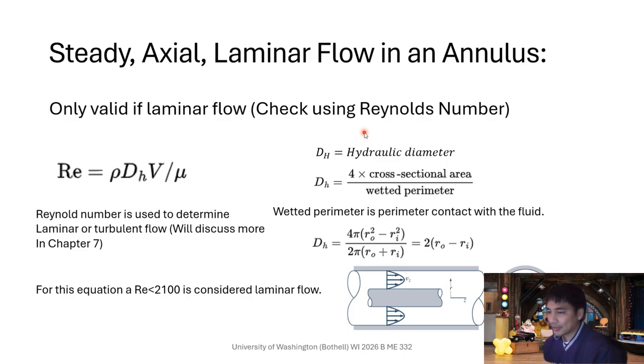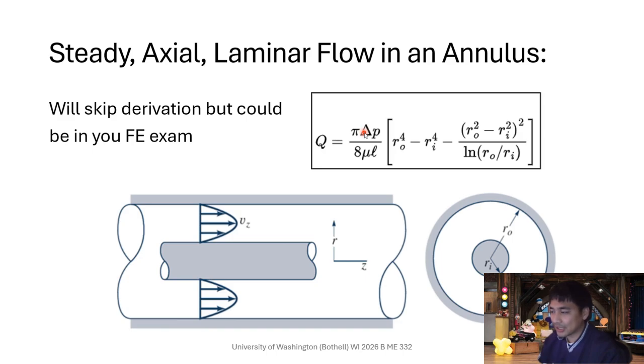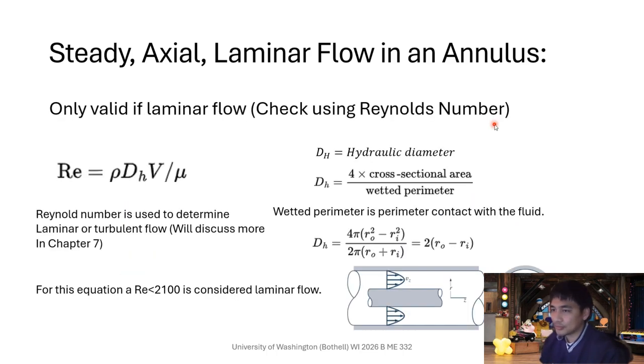Okay, so if you were taking your FE exam, it would say something like, this is your volumetric flow rate for an annulus, and for this to be correct, you need the Reynolds number to be a certain value. So here is the Reynolds equation for this scenario. Rho is density. Let's skip d subscript h for now. V is velocity, and mu is the viscosity. So dH is hydraulic diameter.